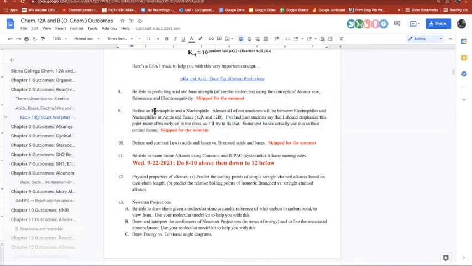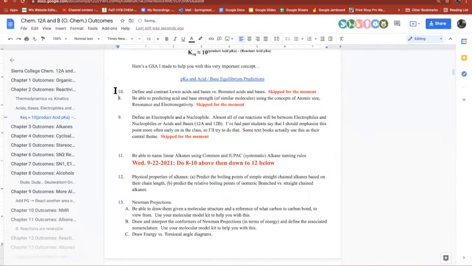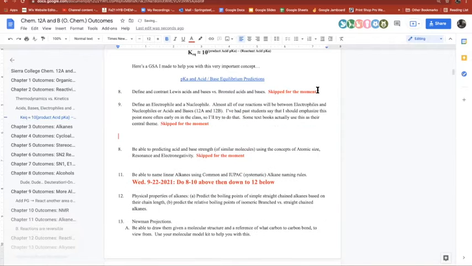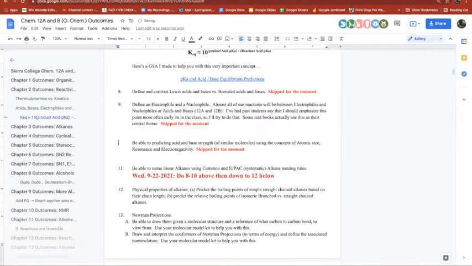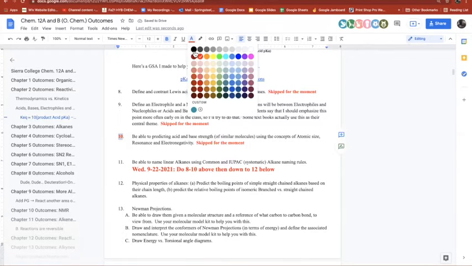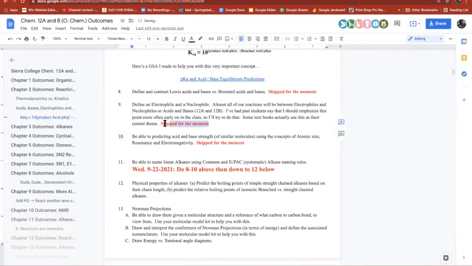So define an electrophile and nucleophile. And almost all of our reactions are going to be between electrophiles and nucleophiles, or we call them acids and bases. Let me actually do the acid base first. I should switch this around. Yeah, let me change this up. This should really be first. 8. I'm always changing my material, sorry. 9, and this will be 10.